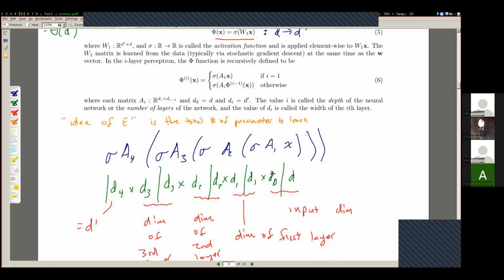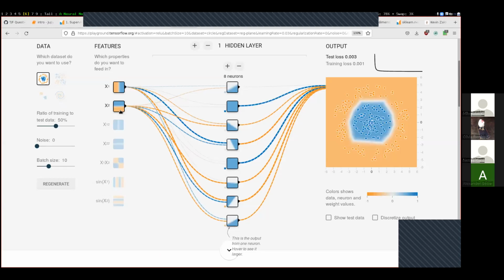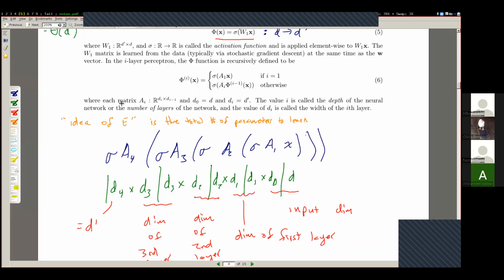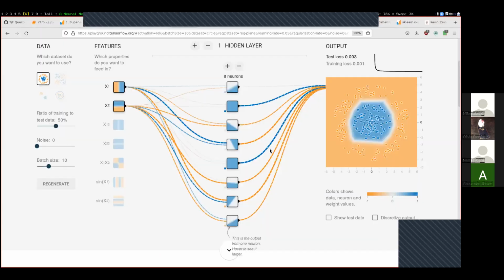But here we would say that D0 is the input dimension. That's the dimension of X. In our picture over here, D0 is equal to 2. And then D1 over here, that's the dimension of the output of the first layer, the number of nodes in the first layer. If we came over here, the number of nodes in the first layer is 8, so D1 would be equal to 8.